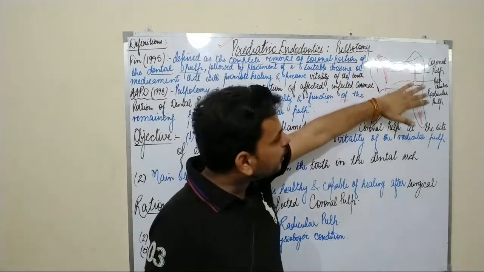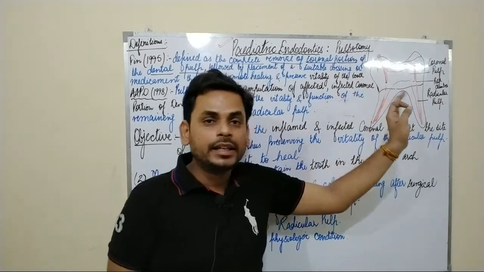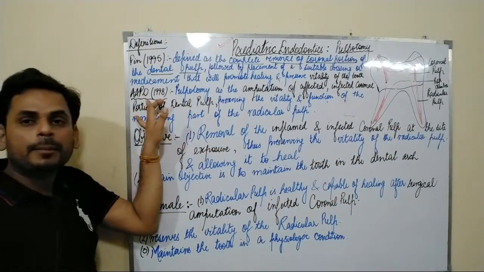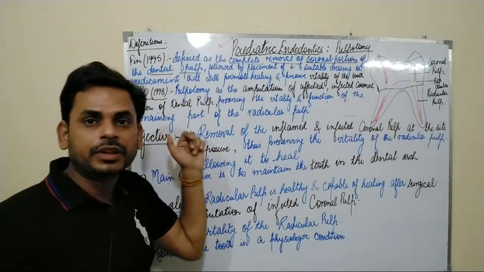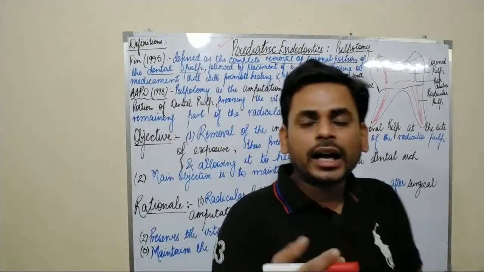So the remaining radicular pulp's vitality, we are going to preserve. This was the definition given by the American Academy of Pediatric Dentistry in the year 1998. Now, looking at the objectives, what are the objectives?